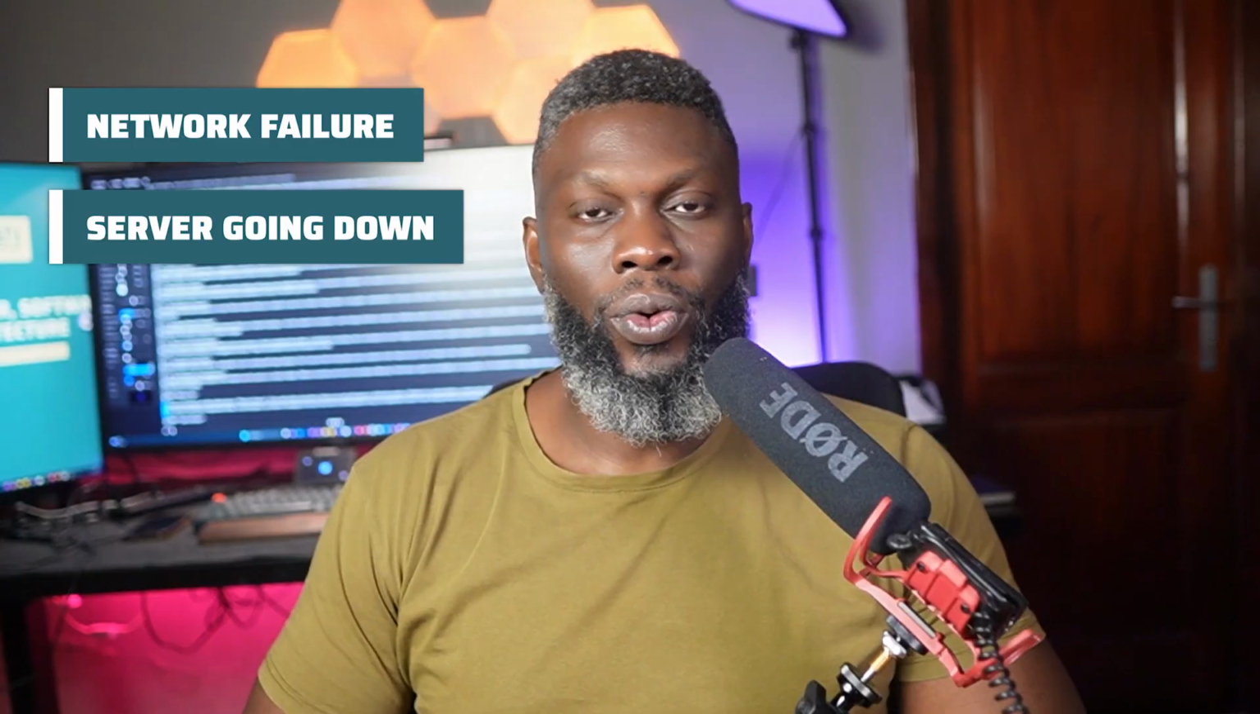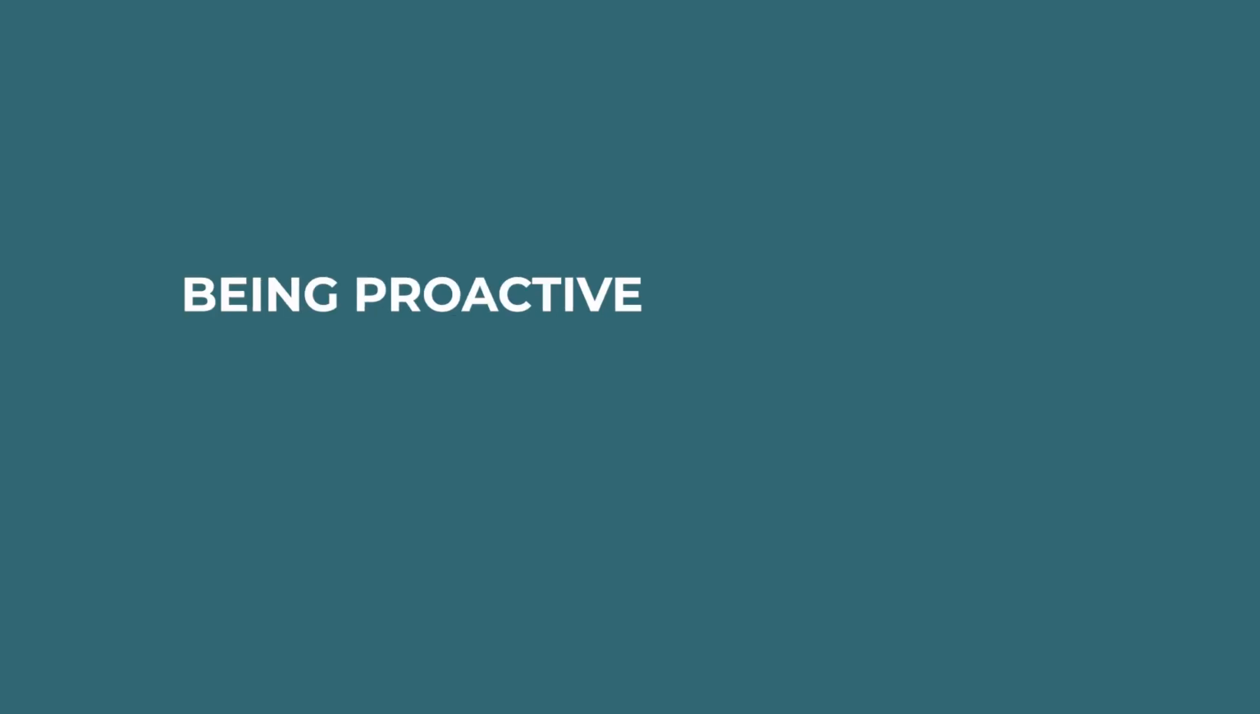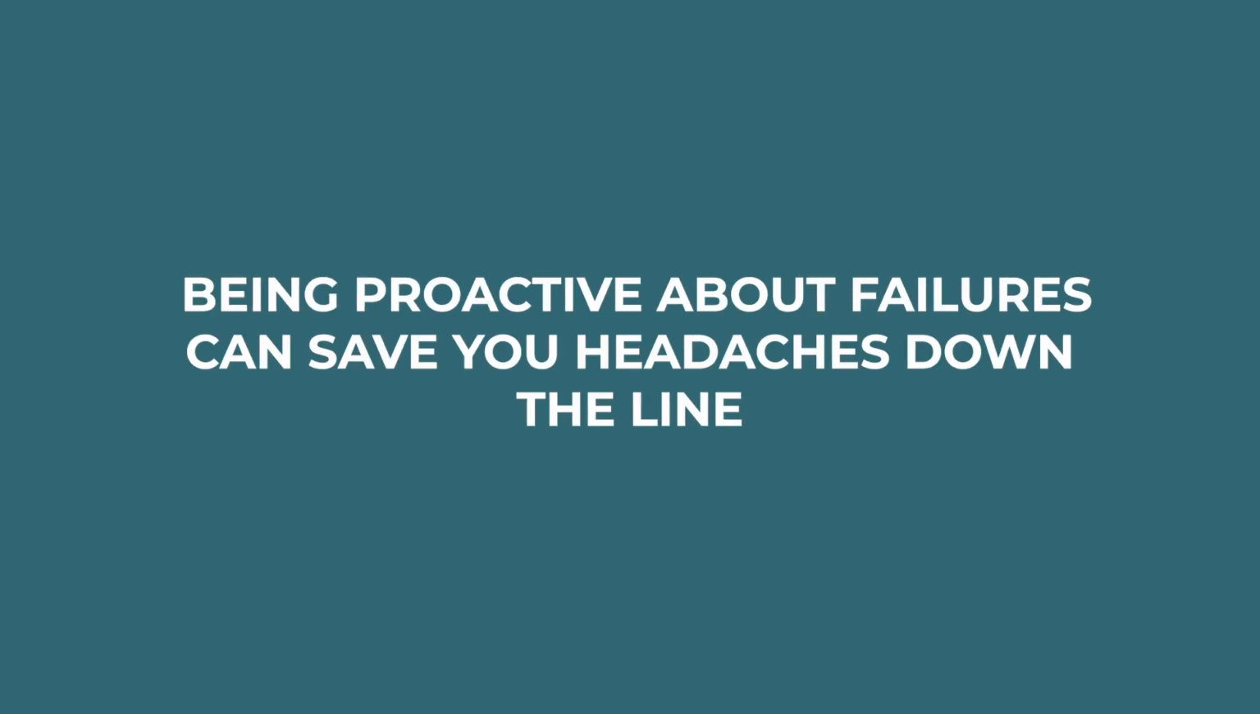Now here's something we don't often talk about. Plan for failures. Even with all these precautions, failures can and will still happen in distributed systems. Whether it's a network failure, a server going down, or data getting lost, your systems need to handle this gracefully. Implement retries, circuit breakers, failover strategies, and so on to ensure that when something goes wrong, your application doesn't crash. Being proactive about failures can save you headaches down the line.